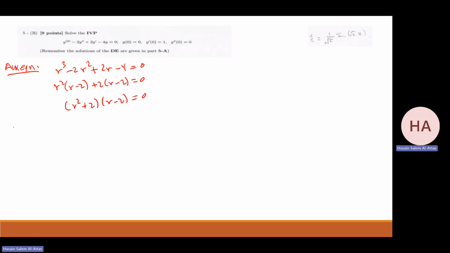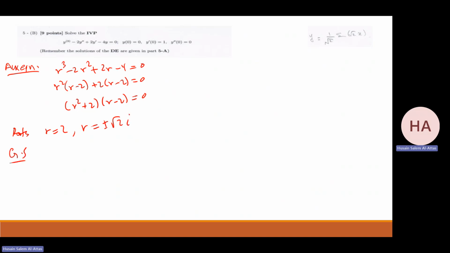Okay, solve this initial value problem. A little bit lengthy one. Okay, let me do it. I have the auxiliary equation r cubed minus 2r squared plus 2r minus 4 equals 0. I can take r squared as a common factor: r squared times (r minus 2) plus 2 times (r minus 2) equals 0. So I have (r squared plus 2)(r minus 2) equals 0. So the roots are r equals 2 and r equals plus or minus square root of 2 i.